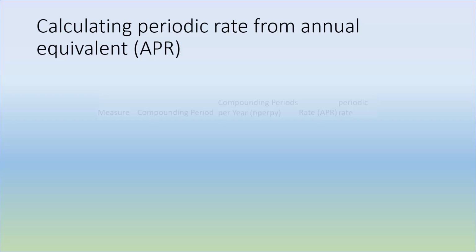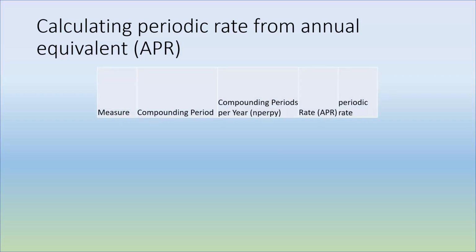Now how do you calculate the periodic rate from annual rate, or APR, annual percentage rate? So again, when the measure is in months and the compounding period is half a year, and then the number of periods per year is 2, if the rate is 12%, then the periodic rate is 12 divided by 2, or 6. So 12 divided by 2 is 6.